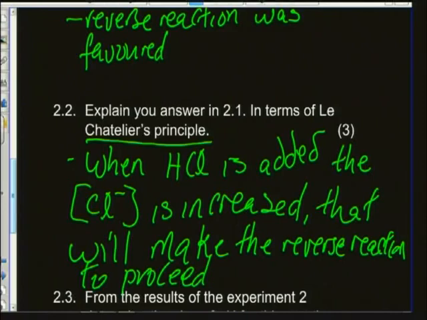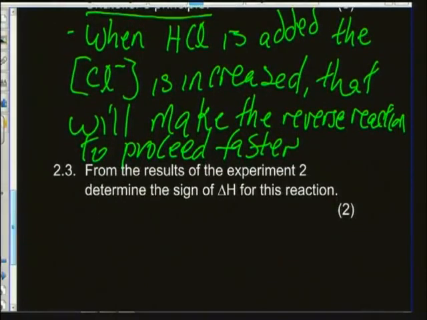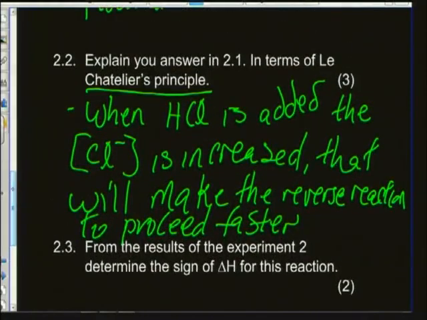It will proceed faster. And that will make this whole solution to be what? To be blue. So let's just go back to it. When HCl is added, the concentration of chloride is increased. That will make the reverse reaction proceed faster, and hence that will give us a deep blue solution, deep blue over there. So that's it.